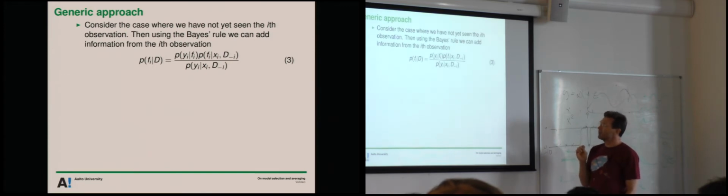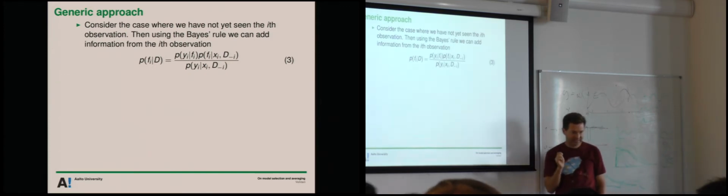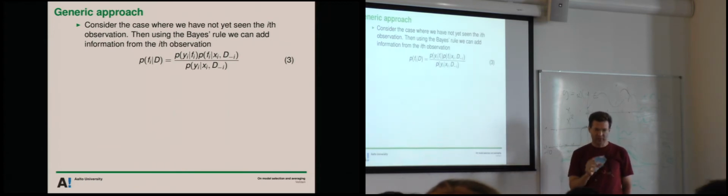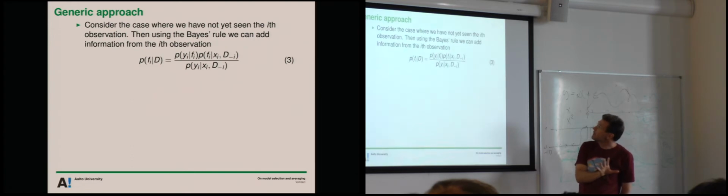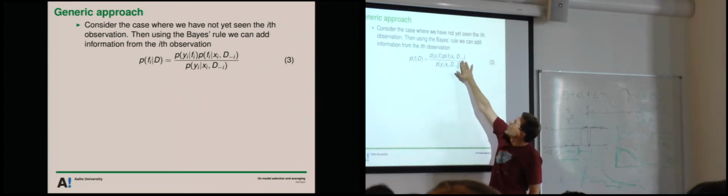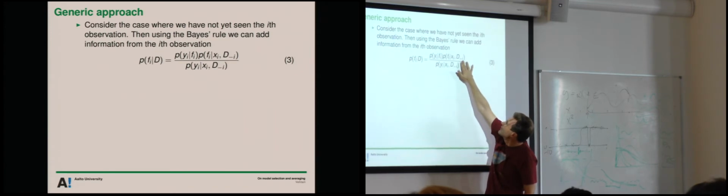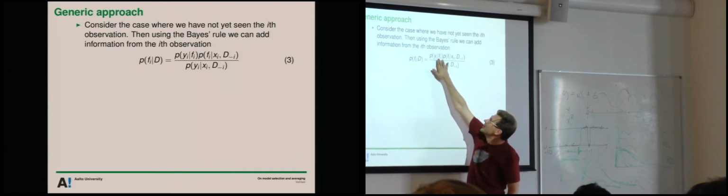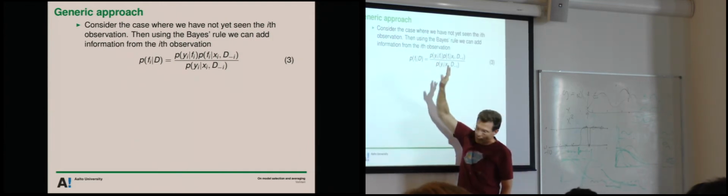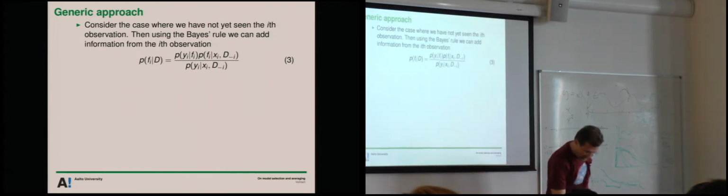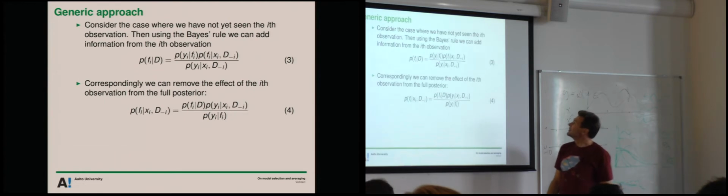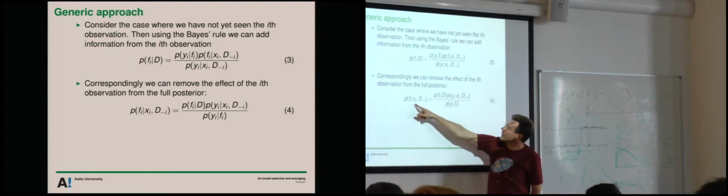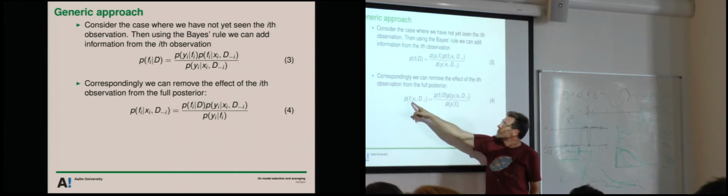If we consider the case where we have not yet seen the ith observation, then we can use the previous posterior as a prior, and then we get the new observation and combine them using the Bayes rule. So this was, if we would have observed only now the n-1 observations, so this is our posterior for the latent, then we get the new observation, and then we get the updated posterior for the full. Now we can rearrange the terms, and we can find out what would be the leave-one-out posterior.